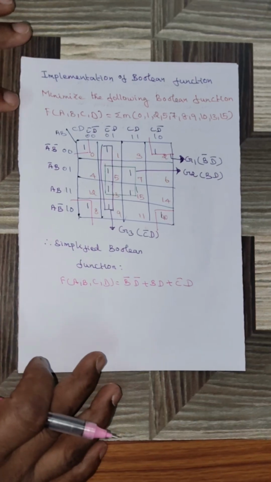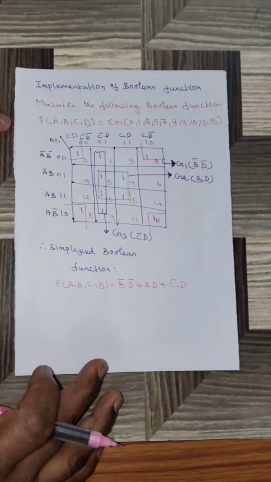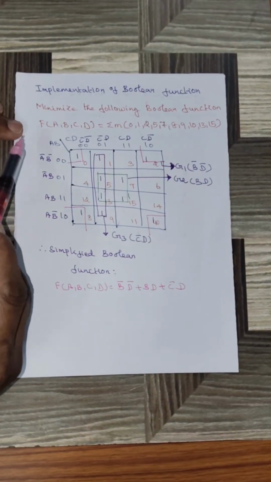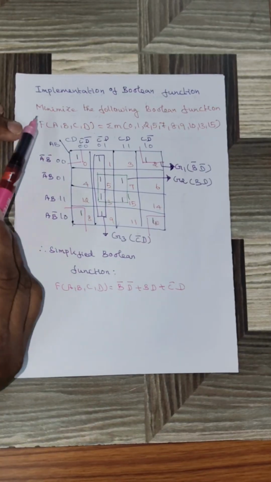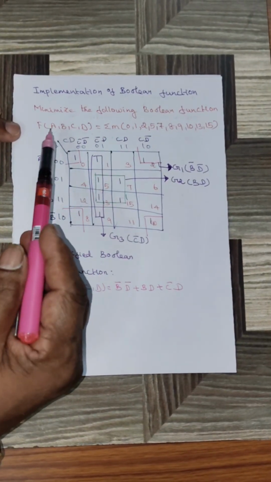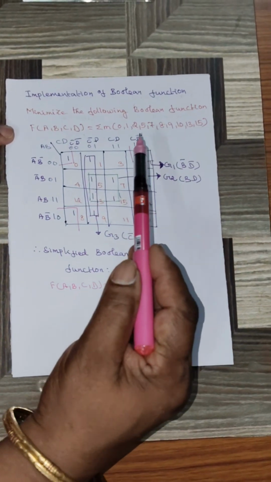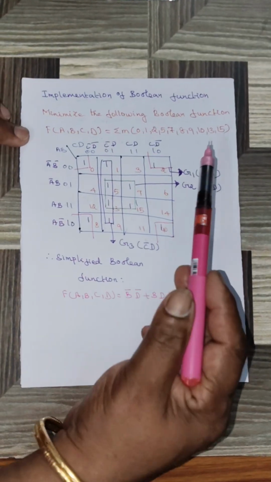Yes, students, in the last video we had seen how the K-map method can be used to simplify a Boolean function. Today we are going to see how the simplified Boolean function can be implemented. It is given that minimize the following Boolean function f of a, b, c, d is equal to sigma m of 0, 1, 2, 5, 7, 8, 9, 10, 13, 15.